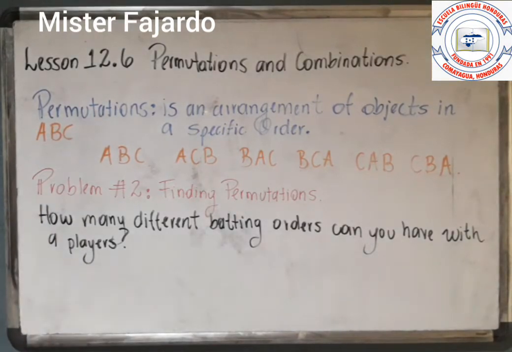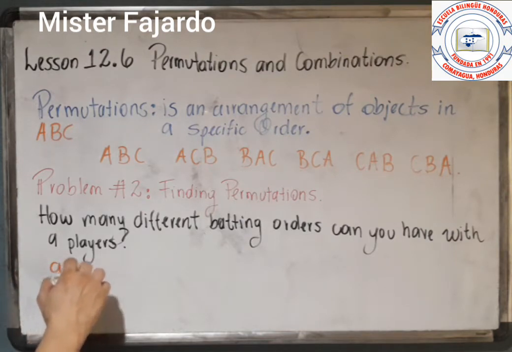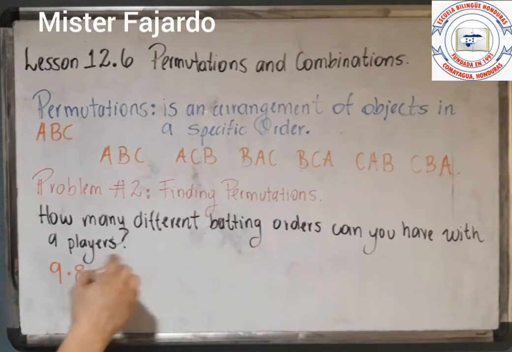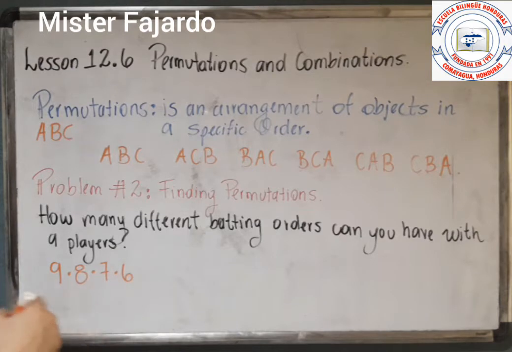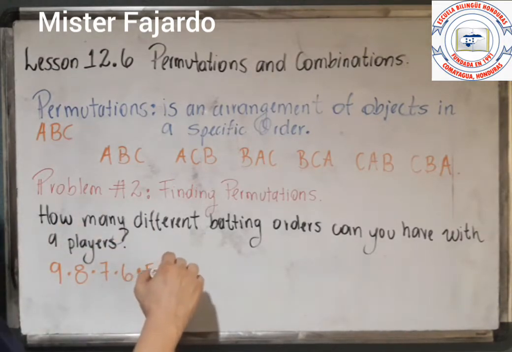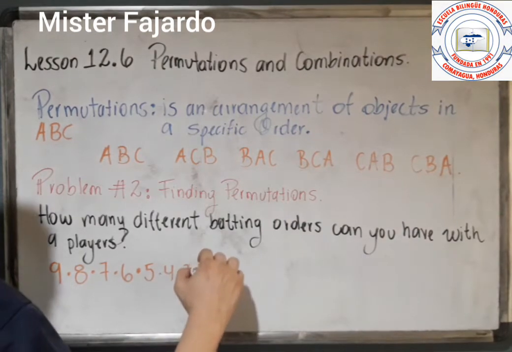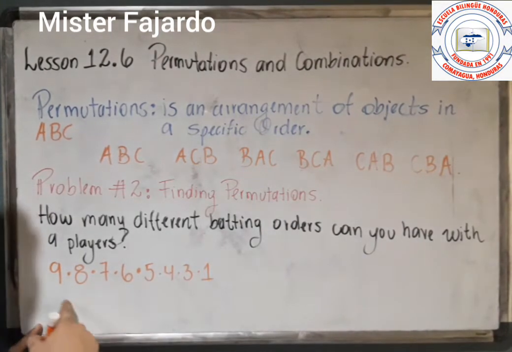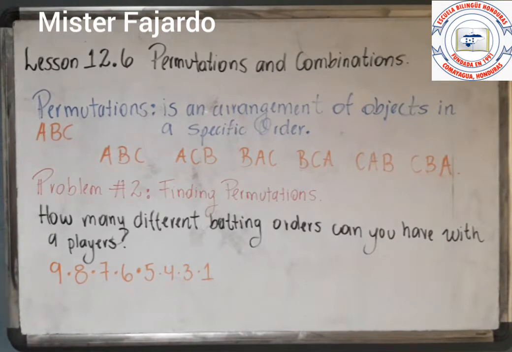In problem number 2, finding permutations, it asks how many different orders can you have with 9 players? It's really easy. You are going to have first the player number 9. Then you have 8 options, okay? Then you are going to have 7 options. Then you are going to have 6 options more. That is the next player, next player, next player. That is going to be 5, it's going to be 4, it's going to be 3, and it's going to be 1. And that combination of order is the one that is going to give us the total of permutations that you can have.